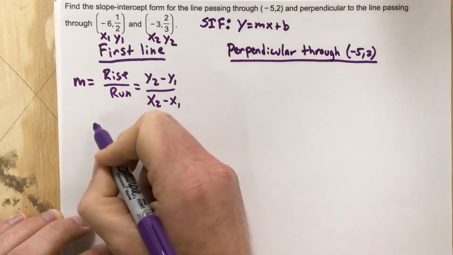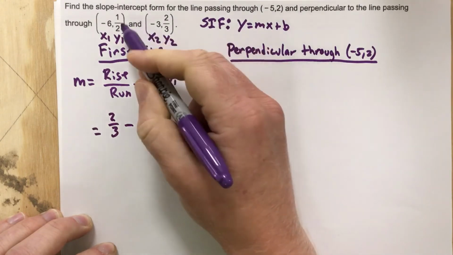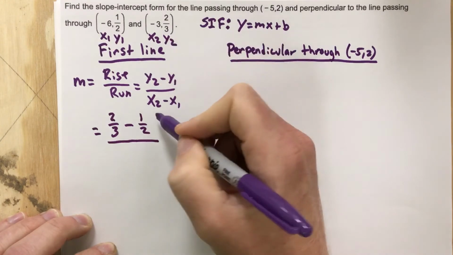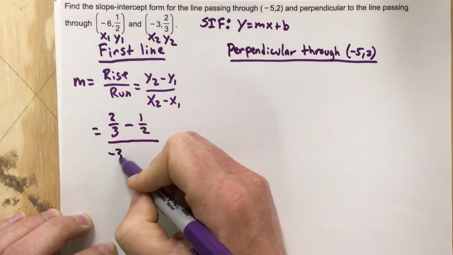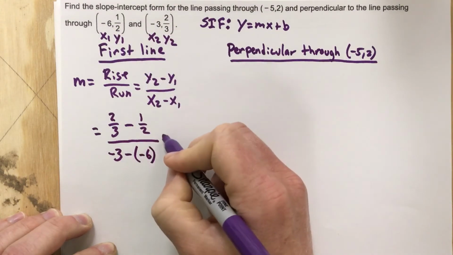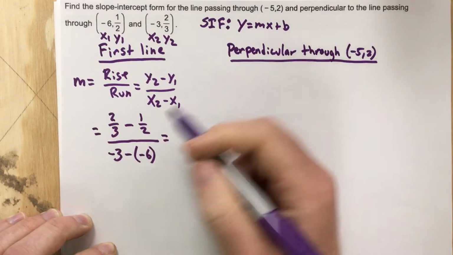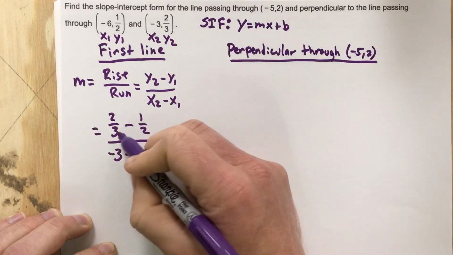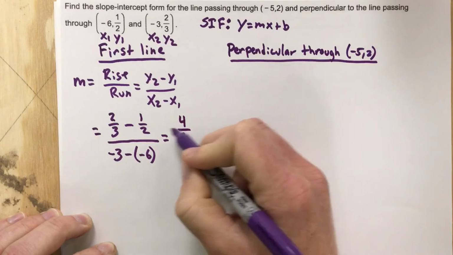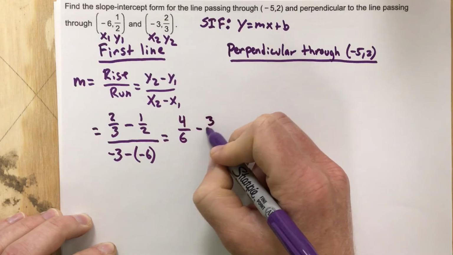I start with y2, which is 2/3, and I say 2/3 minus y1, which is 1/2, and that's all over x2, which is -3, minus x1, which is -6. 2/3 minus 1/2. I could use my calculator, or I can find a common denominator. Multiply this by 2 over 2, that's going to be 4 over 6. Multiply this by 3 over 3, I end up with minus 3 over 6.